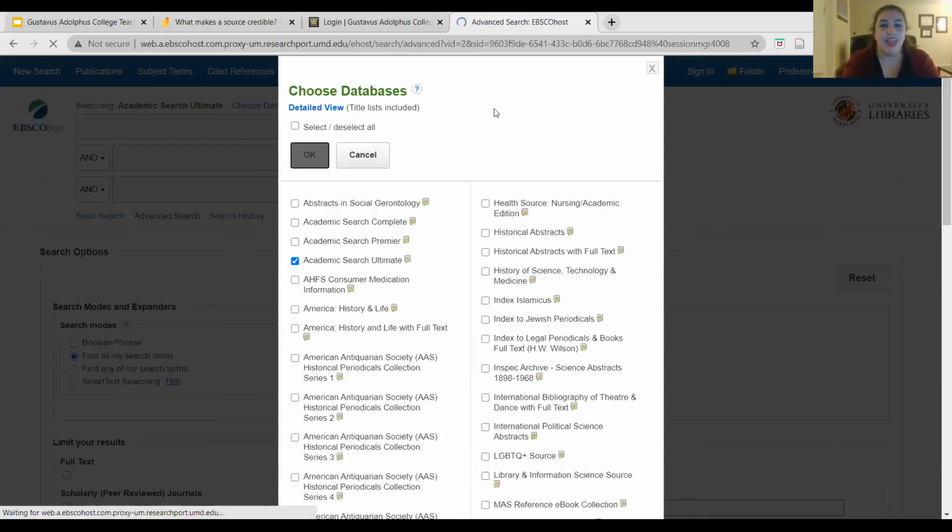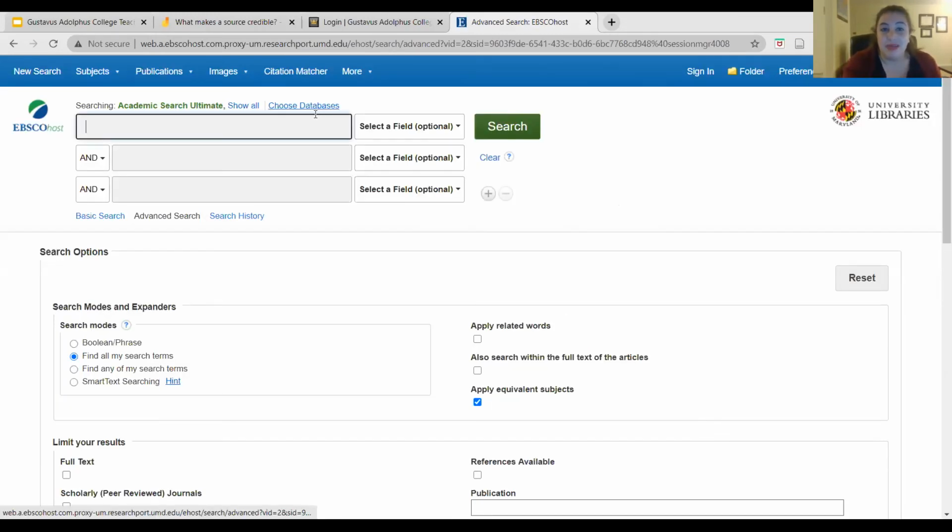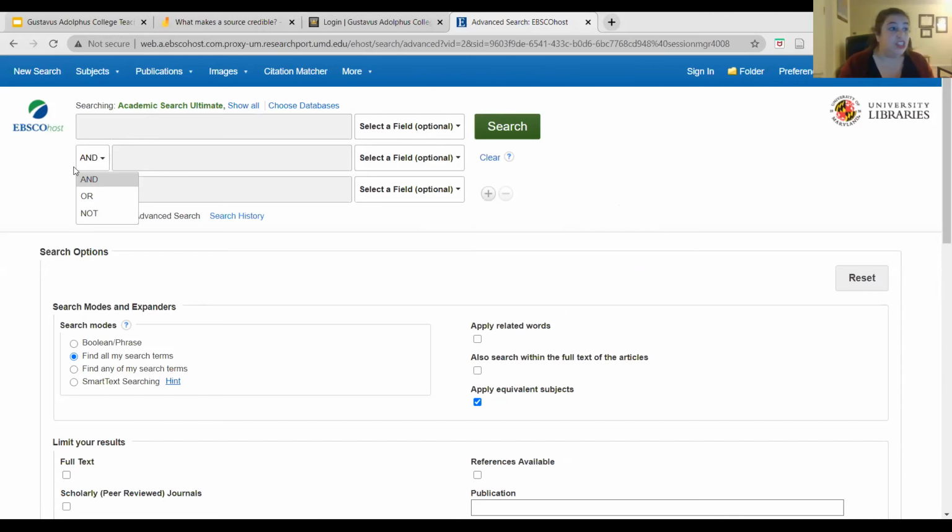Okay. And I did that by clicking Choose Databases, and I just scrolled down until I found Sports Discus. So we see our search box here. This is where we're going to enter keywords or phrases for our searching. And we can also see our Boolean operators here. So Boolean operators are what we use to add keywords to our search. The three that you will need to know are called and, or, and not.